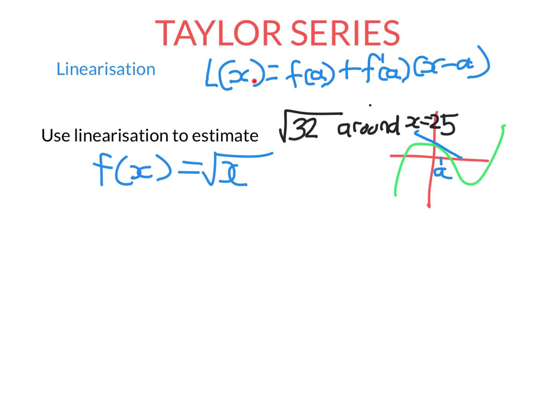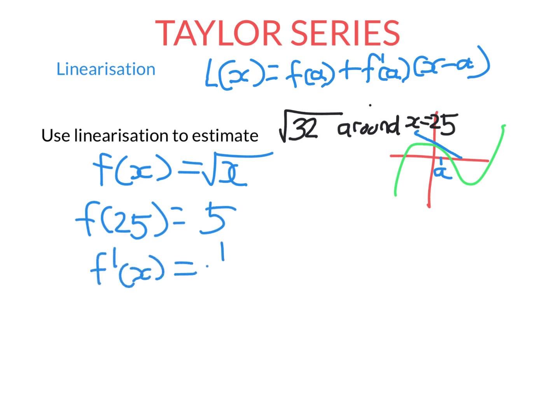So let's first come up with this approximating linear polynomial. At x equals 25, we have f(25) equals 5. Now, the derivative of the square root of x is 1 over 2 root x. So we have that the derivative at 25 is 1 over 2 times 5, which is 1 over 10 or 0.1.